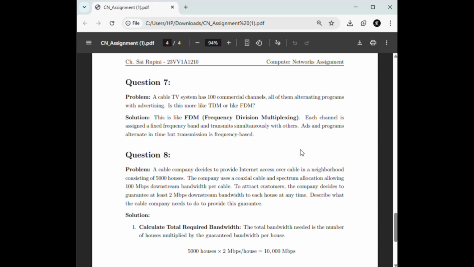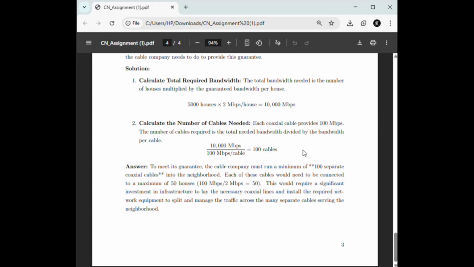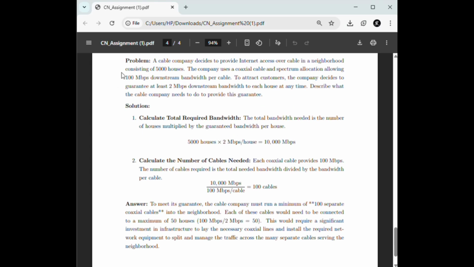Question 8: a cable company decides to provide internet access over cable in a neighborhood consisting of 5,000 houses. The minimum rate guaranteed is 2 megabits per second, so 5,000 times 2 megabits per second is 10,000 Mbps. In the question it is given that each cable provides 100 Mbps. So 10,000 Mbps divided by 100 Mbps per cable gives us 100 cables.